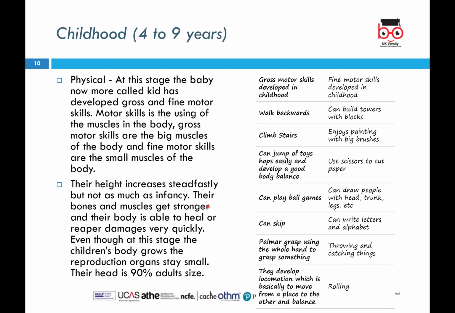Motor skills is the using of the muscles in the body. Gross motor skills are the bigger muscles, and fine motor are the smaller, tiny muscles of the body, which help make you write. They make you type. Those are fine motor skills.